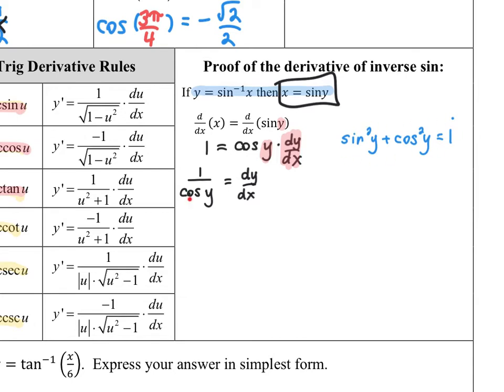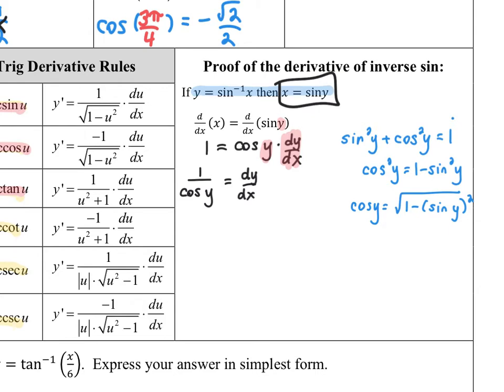And since I'm interested in cosine y, I'm going to solve this for cosine y by subtracting that sine squared y first, and then doing the square root of both sides. And that gets me to here, and notice I rewrote this sine squared y as sine y, the quantity squared. And so far this is still in terms of y.